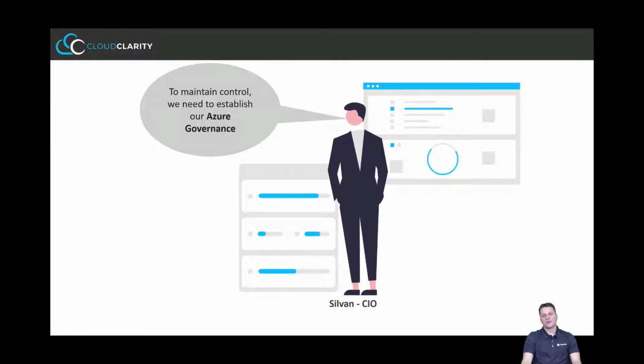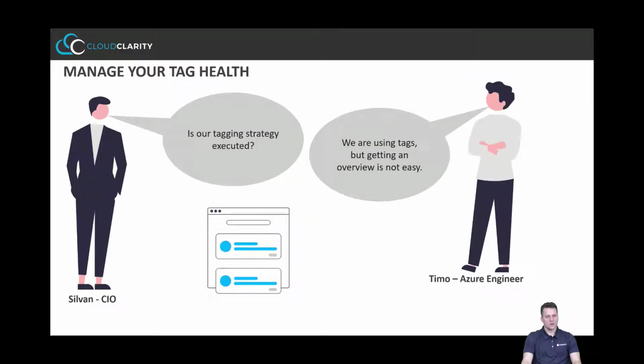So let's jump into our use cases. With what I learned as NORTHWIND Traders CIO so far, I'm convinced that we need strong cloud governance in place to solve the problems we're currently facing. So with that in mind, I asked Timo if our tagging strategy is executed. Timo's response is, we use tags, but getting an overview is not easy. So I asked Timo, can CloudClarity help with this first use case to get a good overview of our tags? And can we see if our tagging strategy is executed? So with that, over to you, Timo.